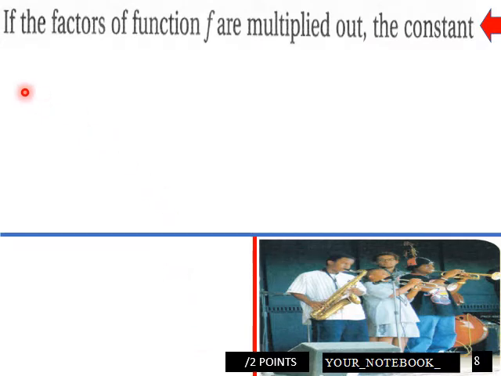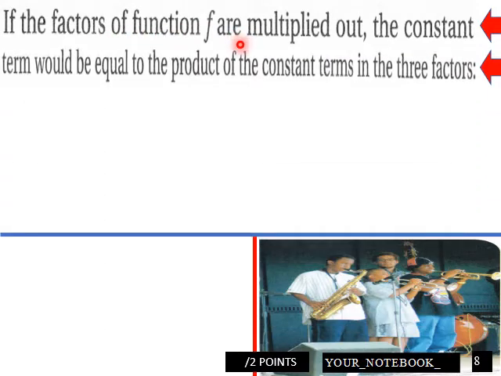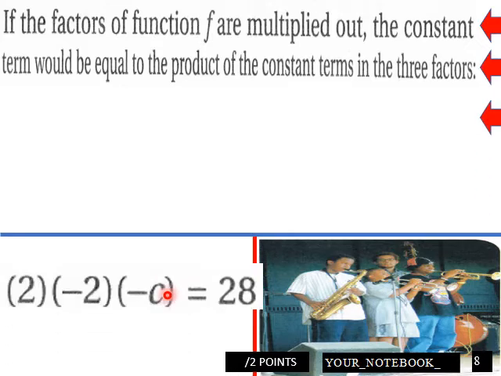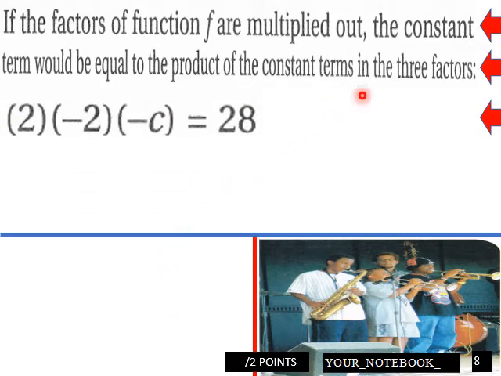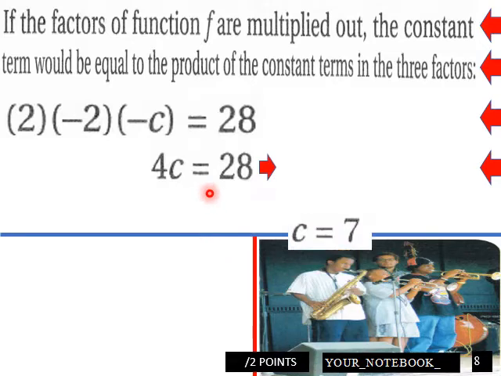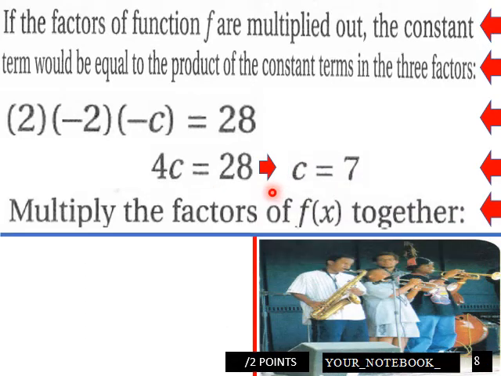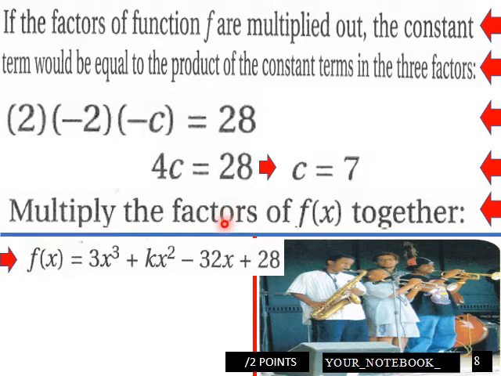So by knowing that, if the factors of function f are multiplied out, the constant term would be equal to the product of the constant terms in the three factors. So we know that our c is this here, and then these are what we know. We have 2, negative 2, and negative c. So if we solve for c, we'll get 7, won't we? Multiplying those factors together, c is our constant here, and these have to equal 28. So we know c has to equal 7.